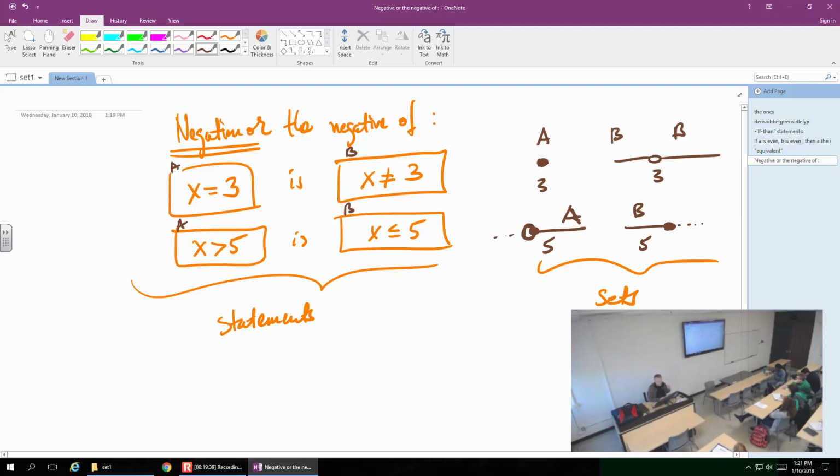Do you know the term for what's happening on the right? The two sets, A and B, what's the relation between them?